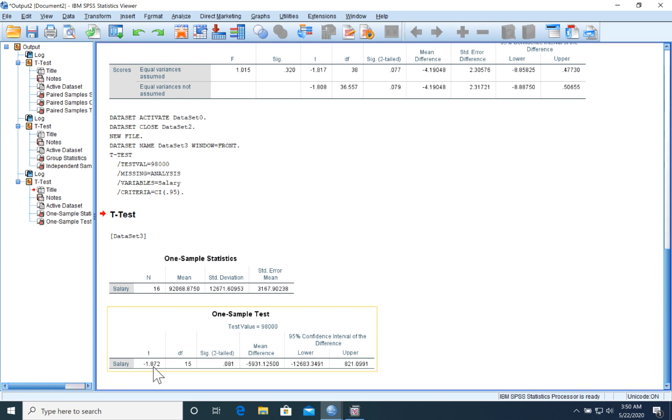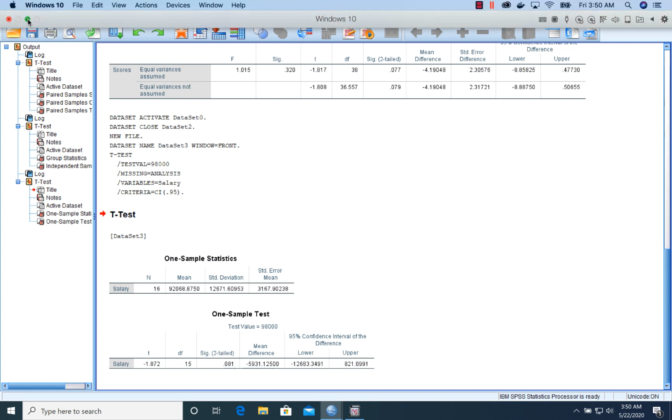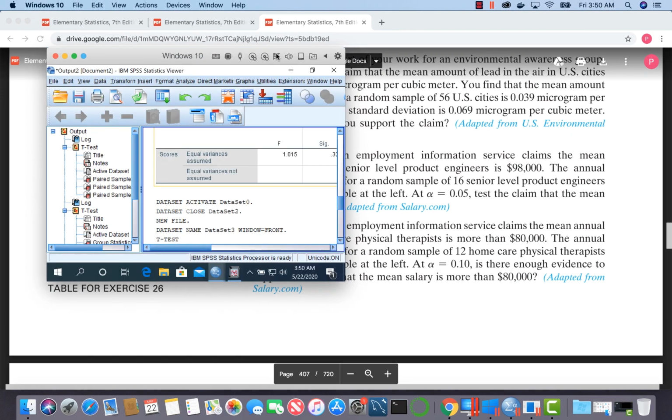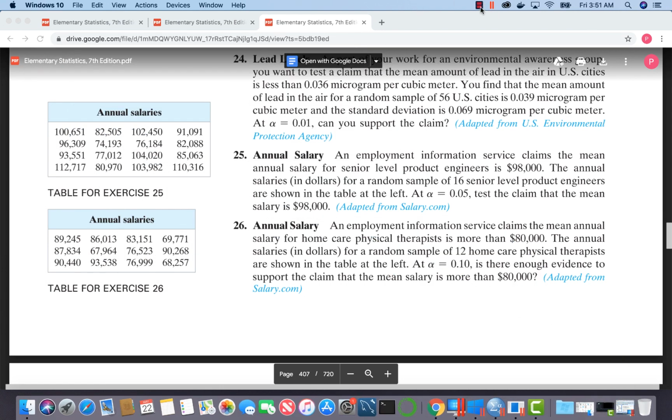The null hypothesis was our claim. And if we fail to reject the claim, that means there is not sufficient evidence to reject the claim. And that's it. That's basically your one sample t-test in SPSS.